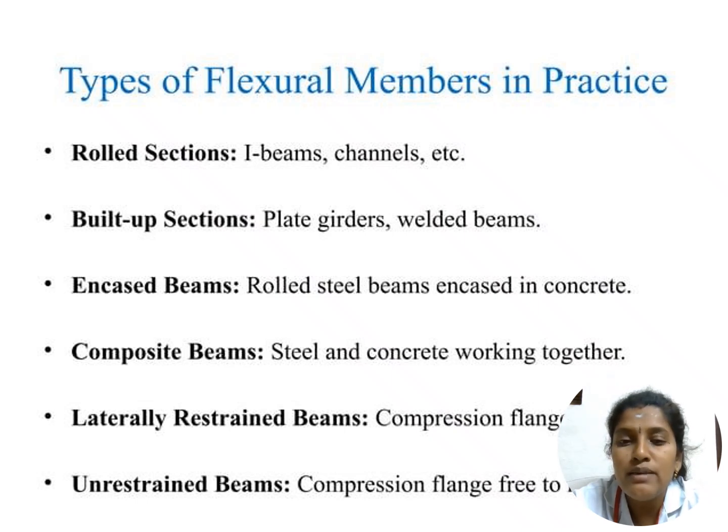These are the main types of flexural member. First of all, rolled steel sections. We all know I-beams, channels, and angle sections. What is the built-up section? The plate girders and welded beams are called built-up sections. What are encased beams? If the rolled steel beams are encased with concrete, we have one image that will show this encased beam classification. Next is composite. What do we mean by composite? The combination of two members, the steel and the concrete. And then laterally restrained and unrestrained.